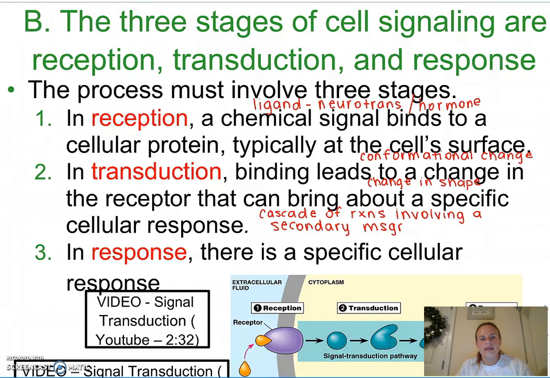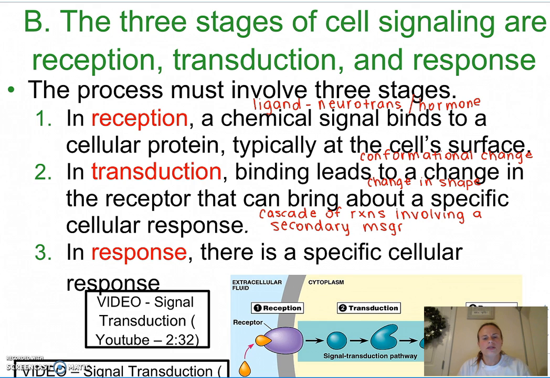Yesterday we looked at the types of cell communication. Today we're going to address the three stages of cell signaling or cell communication, where the first step is reception, then you've got transduction, and finally a response.